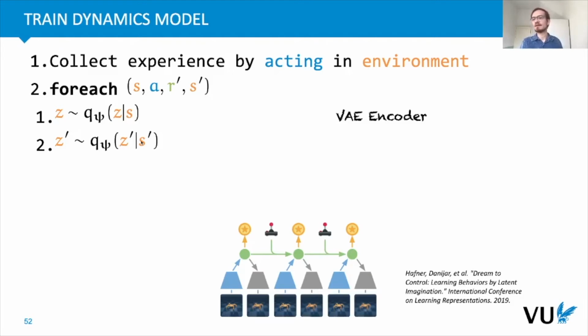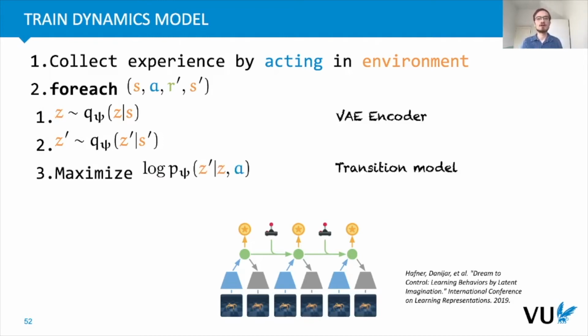So what we do is we encode the state and the next state using our VAE encoder, so that we get two new state representations. We do this by sampling, because the encoder outputs a distribution and not a deterministic value. So we sample from these to get a state representation for both the current state and the next state.